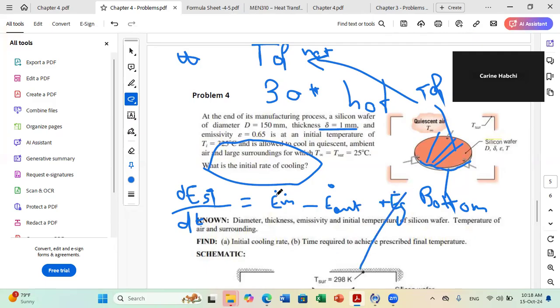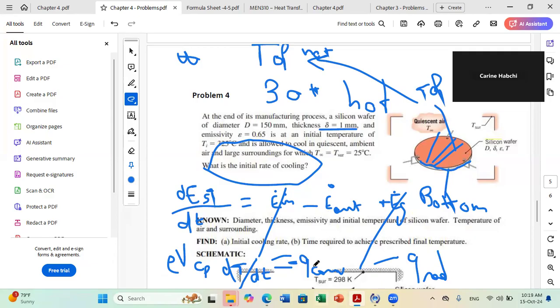We just have then that the variation of energy with time, which is equal to rho times volume times Cp times the derivative of temperature with respect to time, as we did before, okay, is equal, like in the first problem, to minus, because we are losing, minus Q convection minus Q radiation.